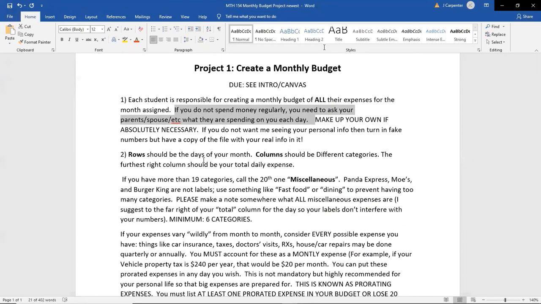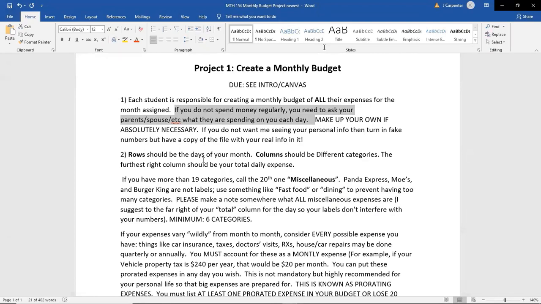What the purpose of this is for you to have something that you can use the next month and the next month and the next month and the next month to keep a good record for yourself, to understand where your money is going and where it's coming from each and every month, as well as to, I don't want to say introduce the idea of prorated expenses, but to kind of get you used to them as well.